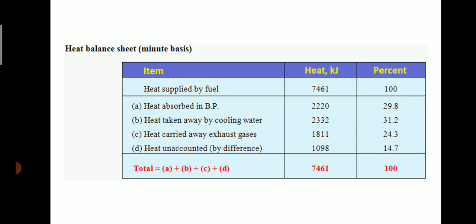In front of you, you will see that heat supplied by the fuel is 7461, and the expenditure of heat is in the form of brake power, heat taken by the cooling water, heat carried by the exhaust gases, and unaccounted heat. If we add, again we have the same 7461 kilojoule of heat. So in this way it matches, and the heat balance sheet is prepared. I hope you understood how to prepare and solve the problem on heat balance sheet.